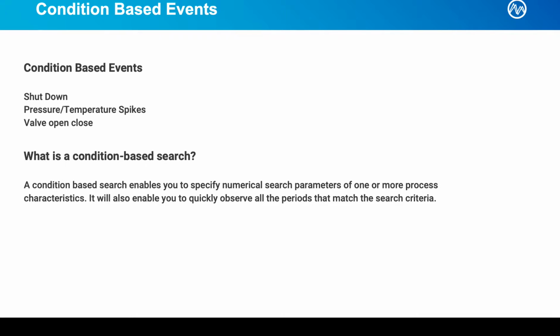So a condition-based search in Trend Miner enables you to specify numerical search parameters of one or more process characteristics. It will also enable you to quickly observe all the periods that match the search criteria. So let's see how we can do that in Trend Miner quickly.